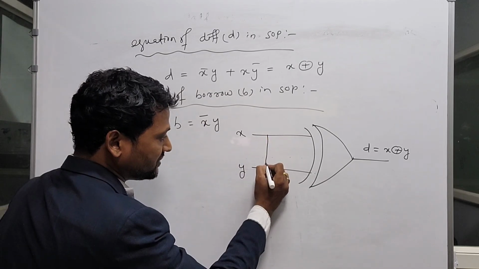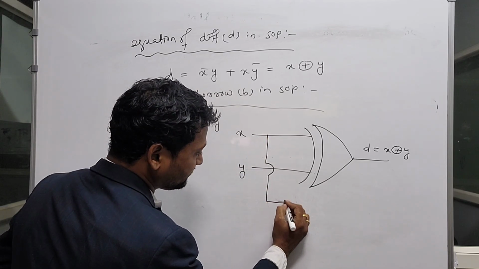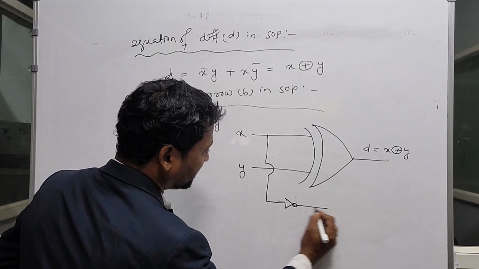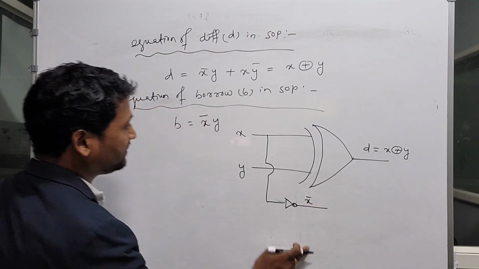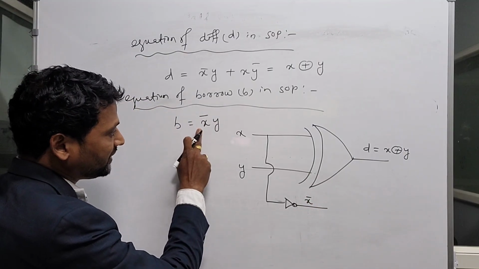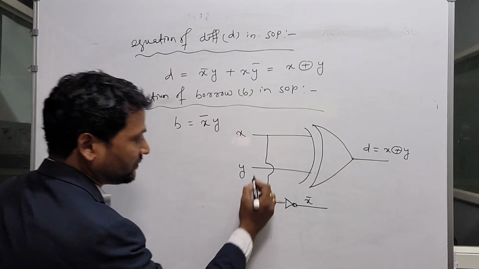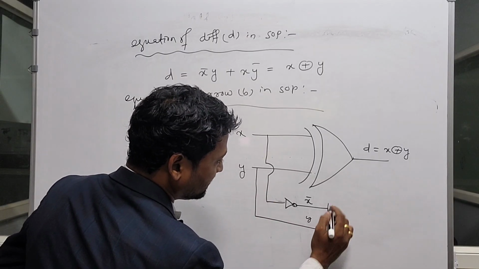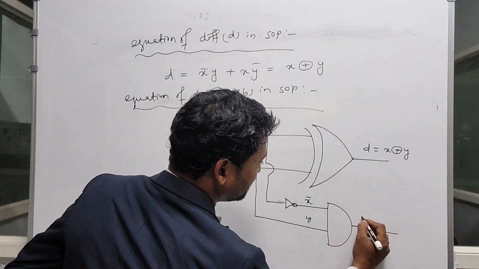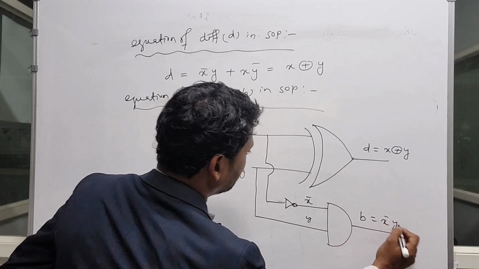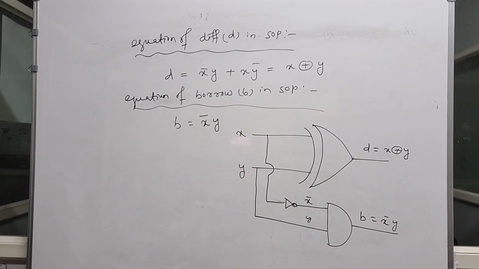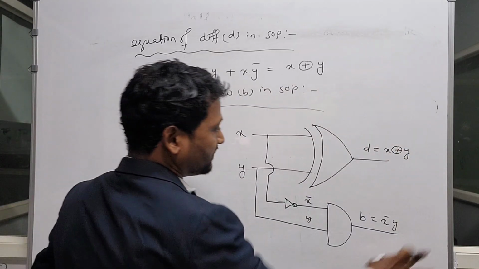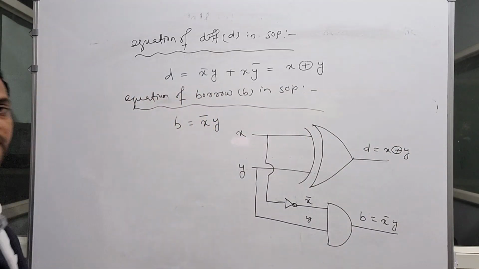We have x here, just take a NOT gate. That means I can get x bar here and we have y. We have to multiply x bar to y. For that we need an AND gate. So this is your borrow side, that is x bar into y. So that is all about the design of the half subtractor circuit. Is it clear? Shall I erase?